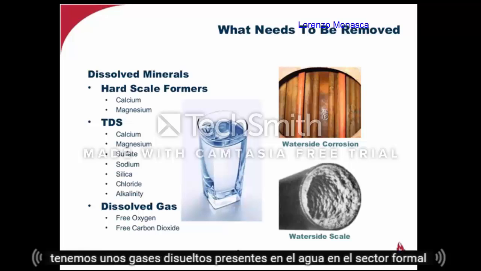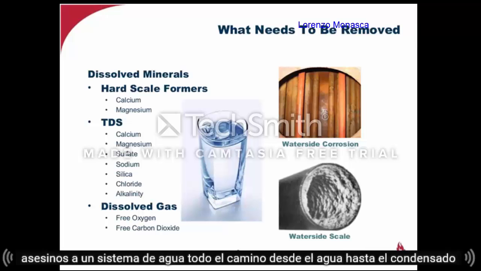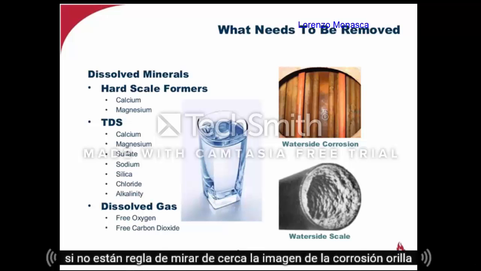And finally, we have the dissolved gases present in the water in the form of oxygen and carbon dioxide. Now, these are really killers to a boiler system, all the way from the feed water through the condensate return system if they're not removed.